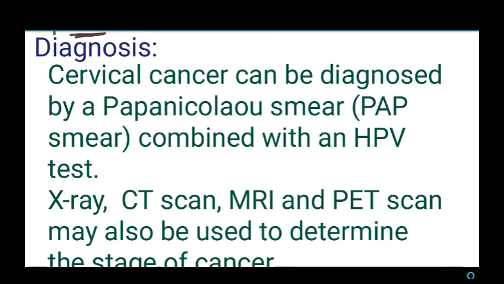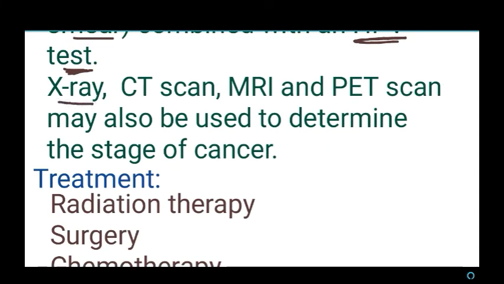Okay, now how to diagnose this cervical cancer? What are the methods used to diagnose it? It can be diagnosed by the Papanicolaou smear, that is called the PAP smear. Along with this, an HPV test is also taken, and X-ray, CT scan, MRI scan and PET scan may also be used to determine the stage of cancer. So these scanning methods are used to determine the stage of cervical cancer.